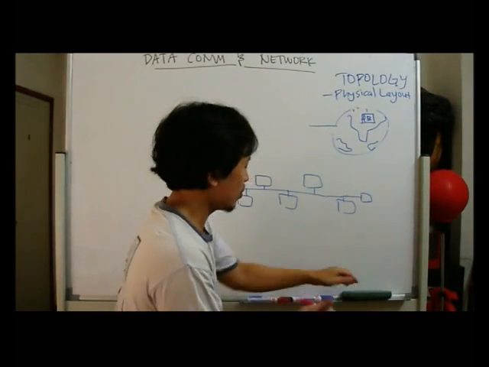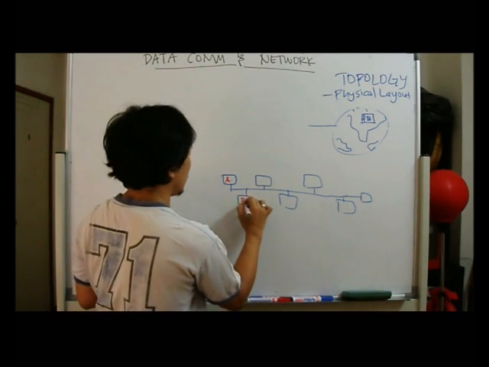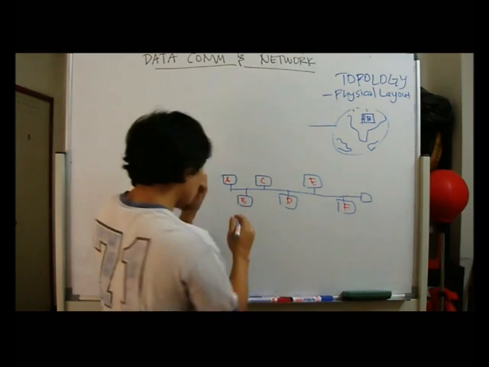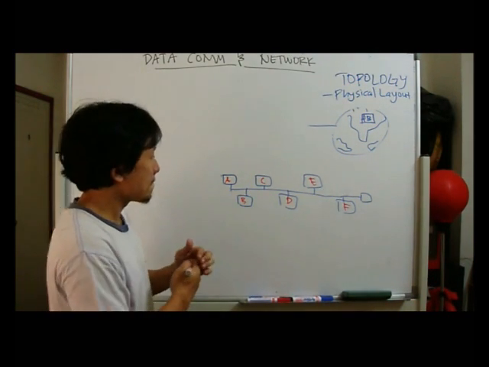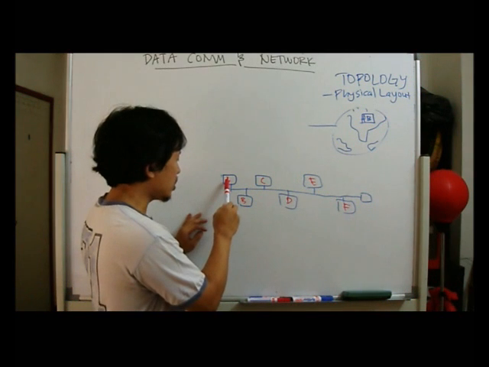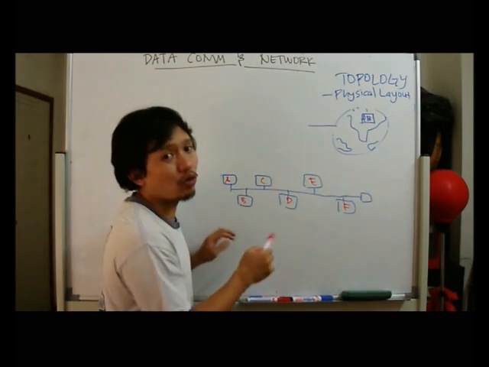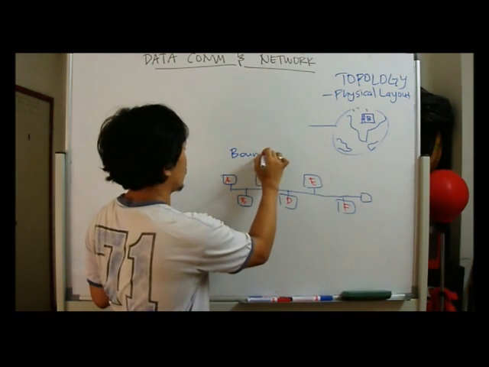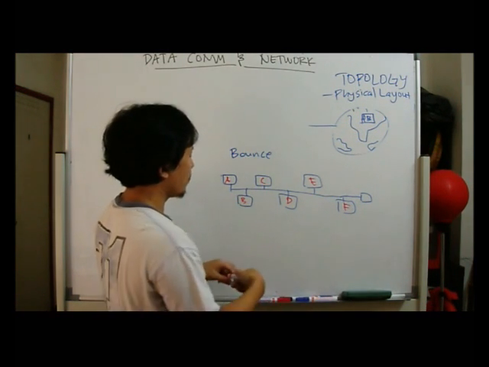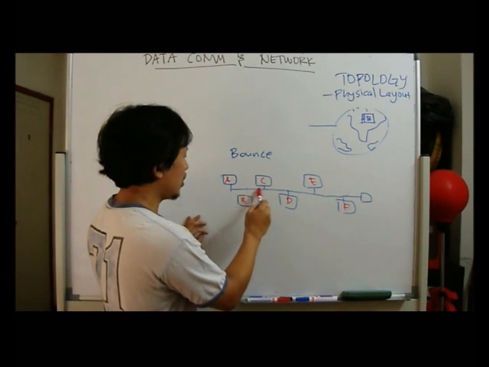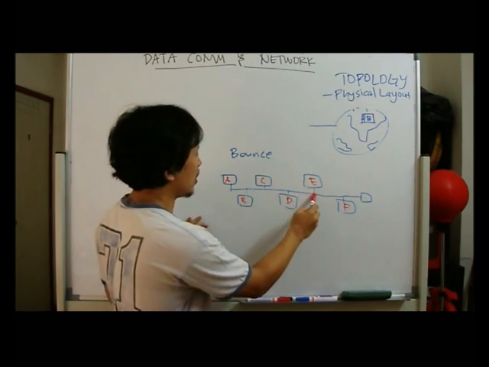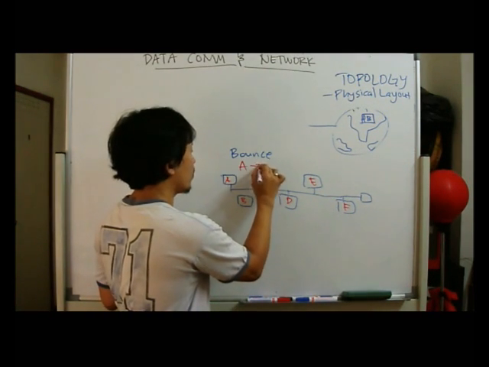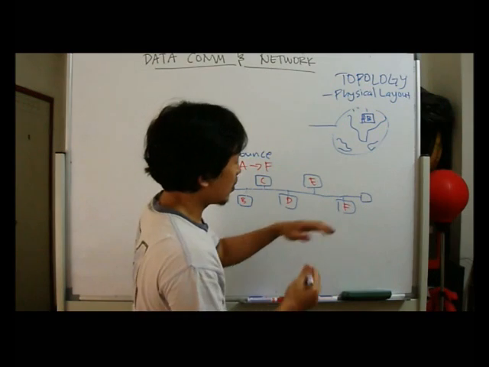Let's say we have A, B, C, D, E, F, and A wants to send to F. What happens is that A will just send data and the data will bounce. Data will bounce to B, and then C, and then D, and then E, and then F. Okay, data gets to F, from A to F.